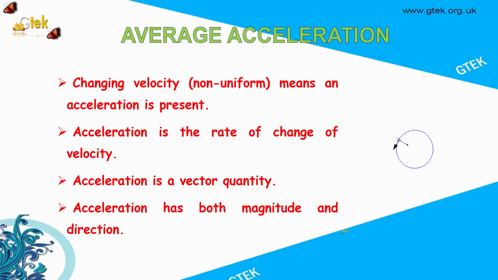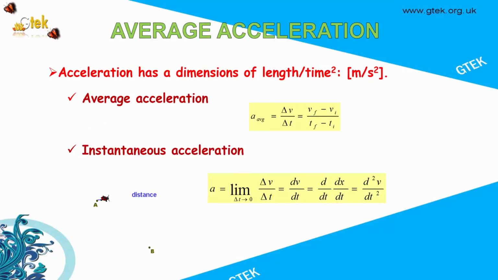Now let's see about average acceleration. Changing velocity is a non-uniform thing. So changing velocity means an acceleration is present in it. Acceleration is the rate of change of velocity. Acceleration is considered to be a vector quantity, and acceleration has both magnitude and direction. Average acceleration has a dimension of length divided by time squared, that is m divided by s squared.